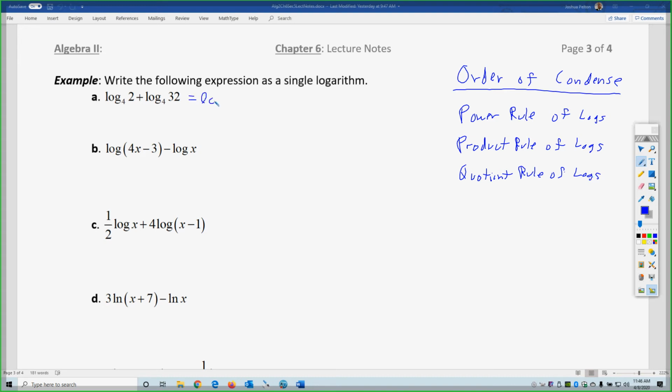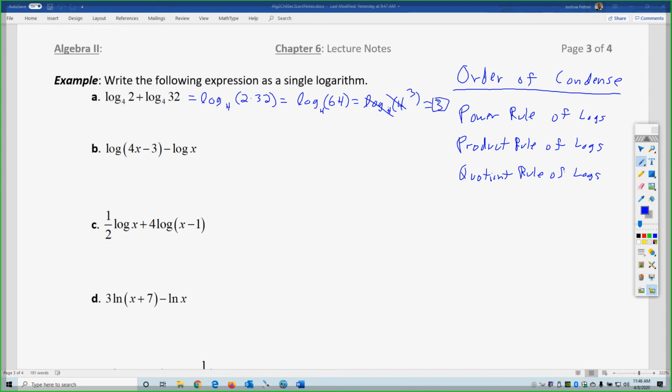So this is log base 4. Since it's the same base, we can combine them. If they were not the same base, you could not combine them. 2 times 32. That's the same thing with exponents too. Not the same base, you can't combine them. So that's 64. But always simplify if possible. And the question is, is 64 a base 4 number? It is. It's 4 to the third. So if those cancel, you're left with a final answer of 3.